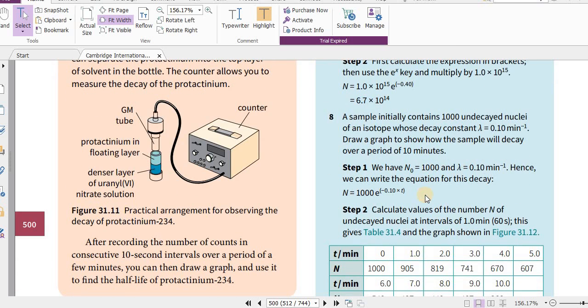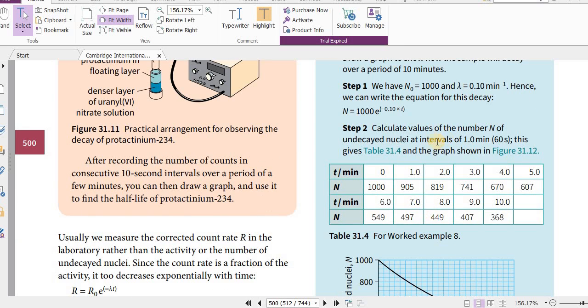Next example, a sample initially contains 1000 undecayed nuclei of an isotope whose decay constant is this. So lambda is given, N0 is given. Draw a graph to show how the sample will decay over a period of 10 minutes. So over a period of 10 minutes. Now we know N0, again you can write down the quantities that are given, lambda is given, hence we can write the equation for this decay.